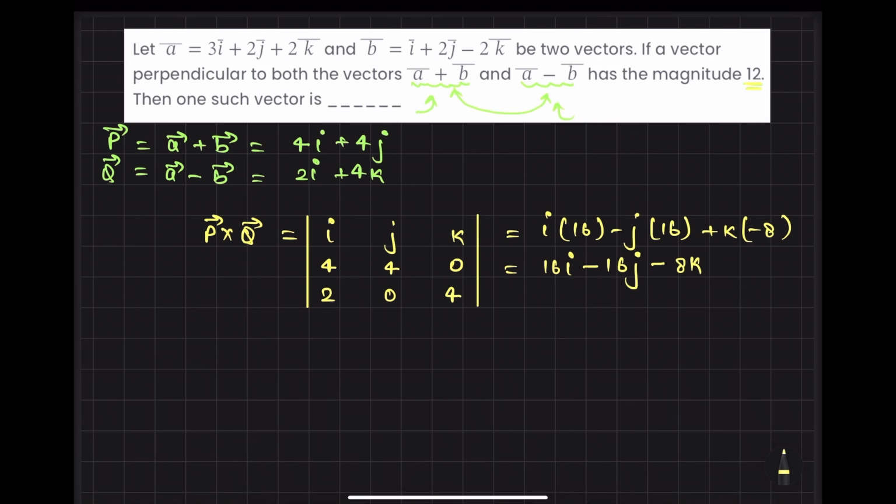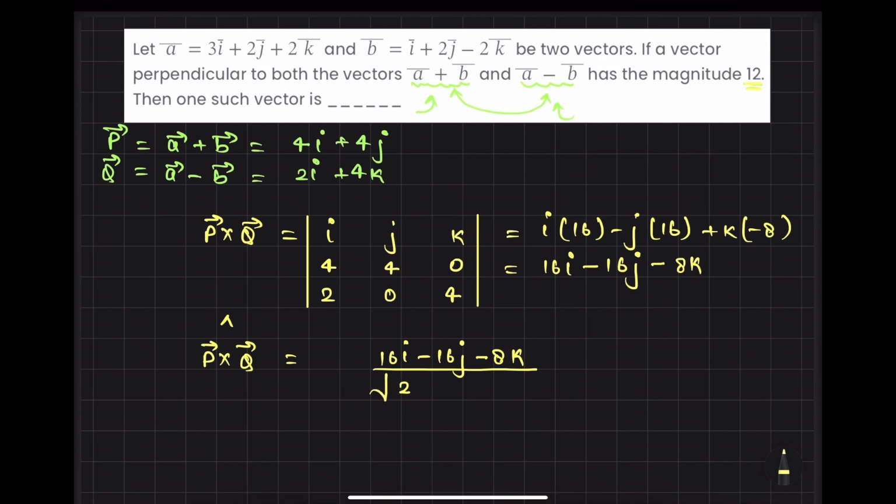Now can I say that we need what? We need a vector perpendicular to both the vectors P and Q, and the vector should have magnitude 12. So for that, can I do this thing? P cross Q, we got a vector for sure. Now what I will do, I will find its A cap. Okay, so it will become what? 16i minus 16j minus 8k. Now look at this. So we will divide it by magnitude.